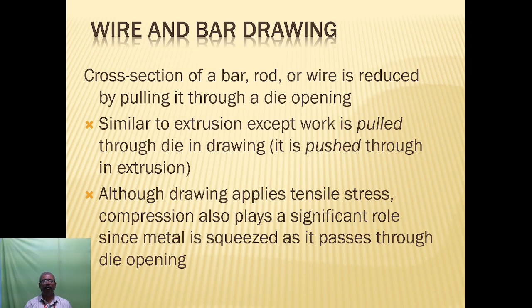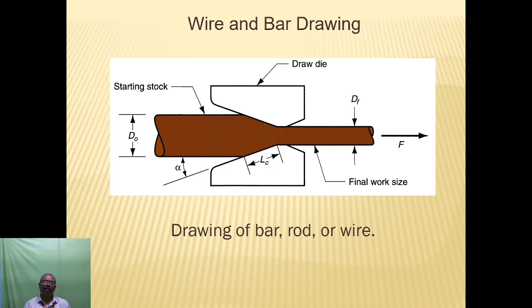Next we go for the bulk deformation process, wire and bar drawing. The cross section of a bar, rod or wire is reduced by pulling it through a die opening. Similar to the extrusion process, except the work is pulled through a die in drawing. It is pushed through in the extrusion process. Although drawing applies tensile stresses, compression also plays a significant role since the metal is squeezed as it passes through the die opening. This figure shows the wire and bar drawing.